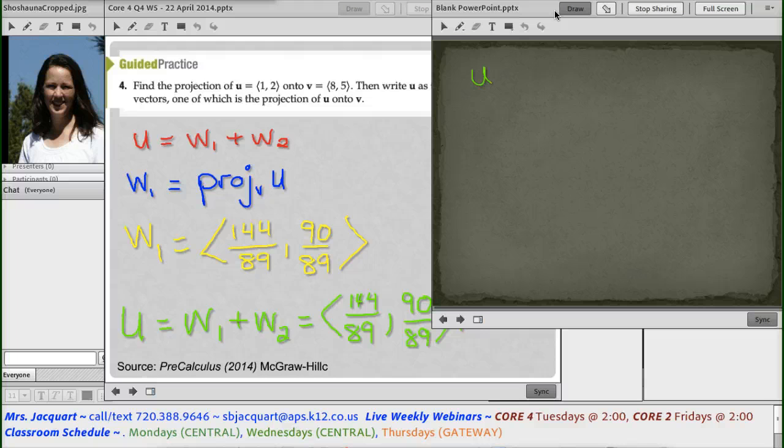So we know that U equals W1 plus W2. We know what these parts are. This is 1, 2 equals 144 over 89, 90 over 89 plus W2. In order to solve for W2, we're just going to subtract these vectors.